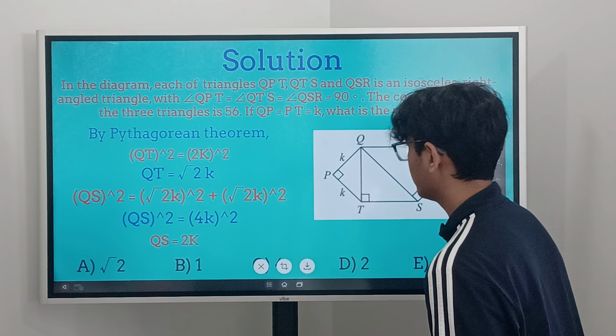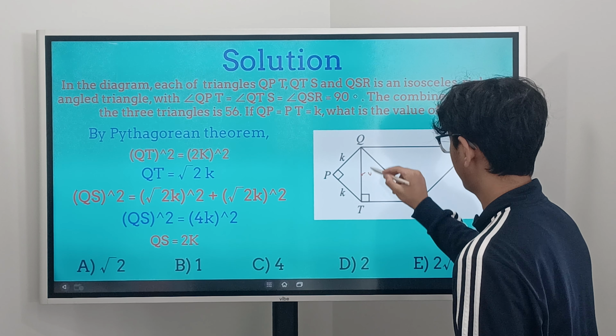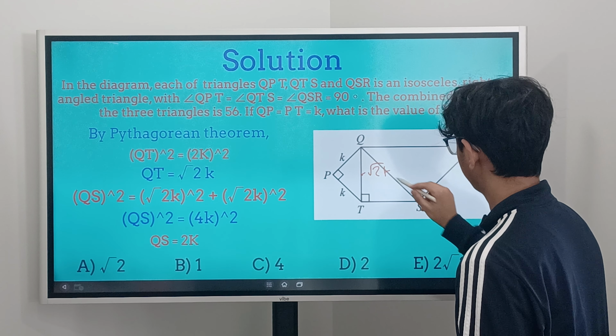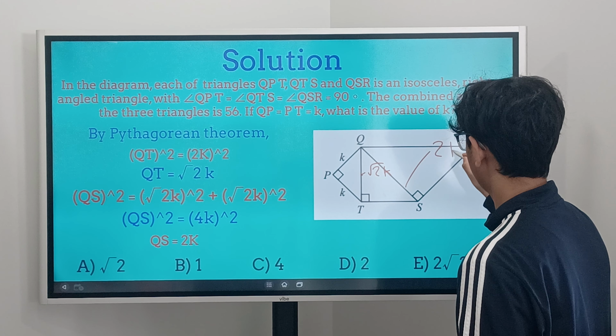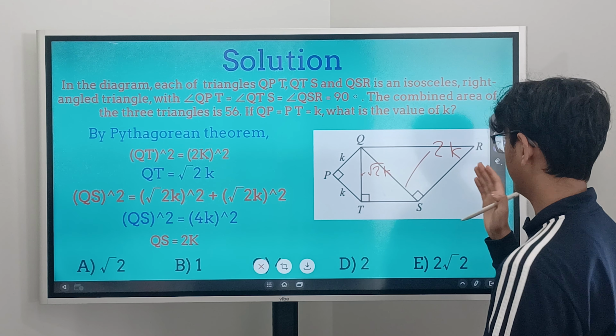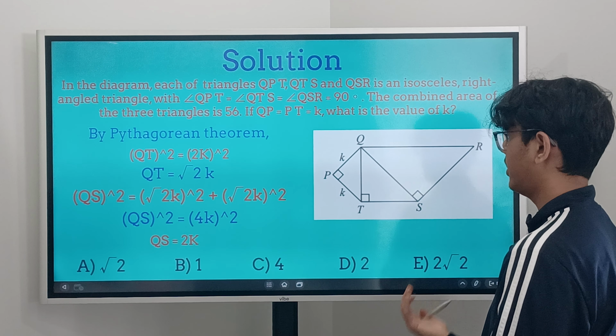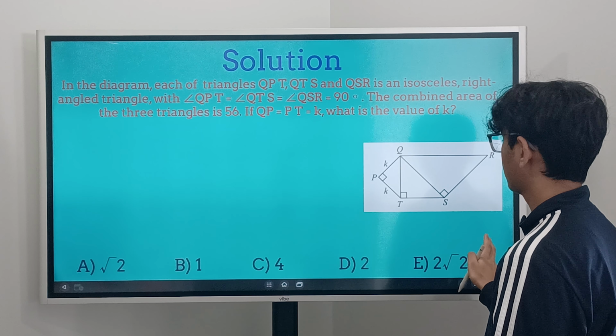So I'm just going to write the value for what we got for all of these. We got this length here as the square root of 2K, and for this length here, we got 2K, and we already know that this one is K. So now since we have the lengths of all of them, it's going to be easy to find the area. So let's find the area for all three of these triangles.